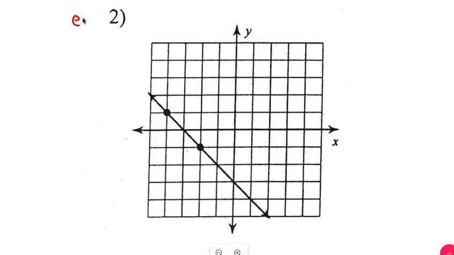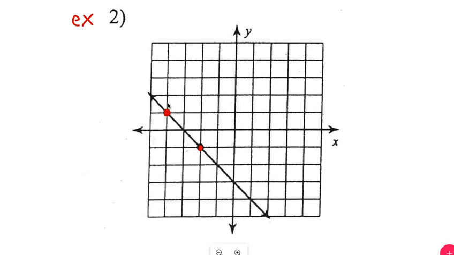Example number 2. Okay, our next example, let's use the 2 points we have here. It doesn't matter which one you start with. I could rise and run from this point, or I can rise and run from this point. It doesn't make a difference. I can actually show you both. So let's start at this point here.